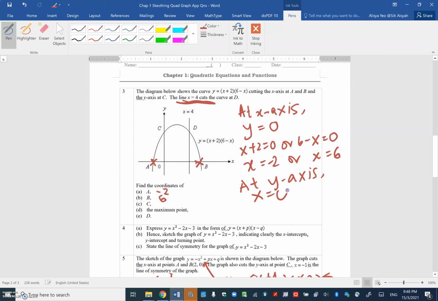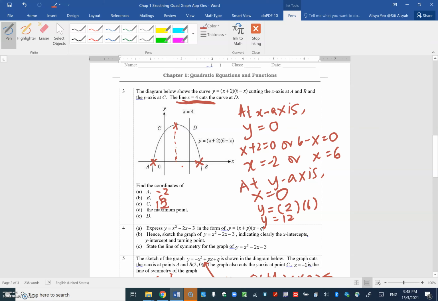x equals 0. So meaning to say, you go and sub in, your y value is going to be 2 times 6, which is 12. Right? So that just means the value of C is actually 12. And then they want the maximum point. So please take note, the maximum point will occur for the x value, it will be in between these two.